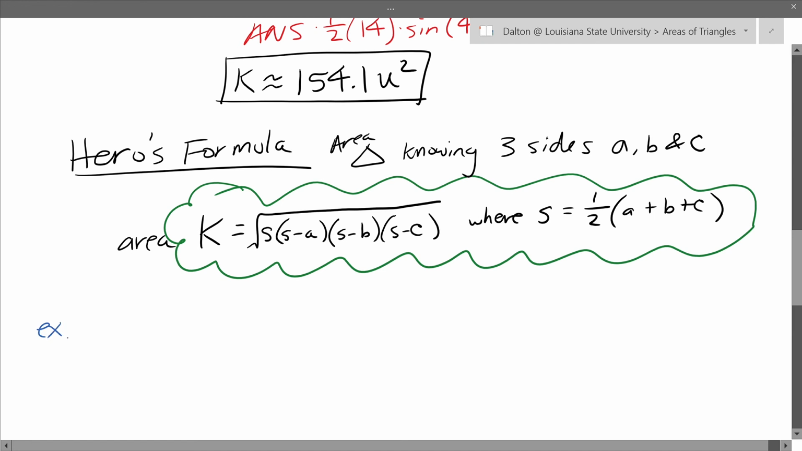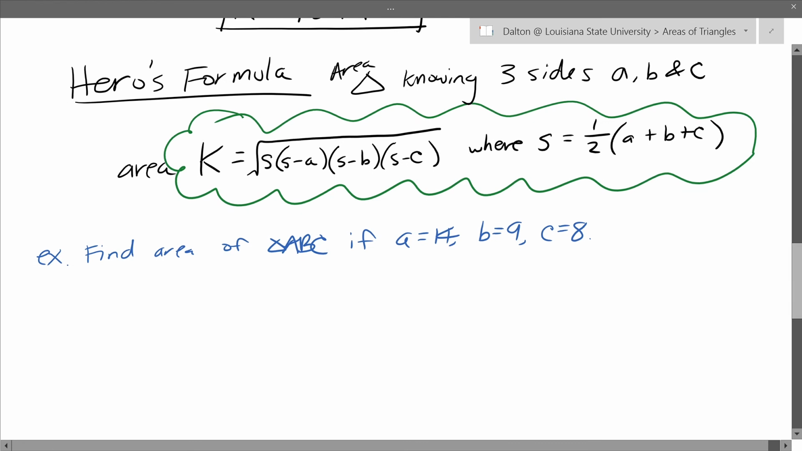So for example, I want you to find the area of triangle ABC. Again, we'll do to the nearest tenth if A is equal to 14, B is equal to 9, and C is equal to 8. Well, there's really not any kind of extra work to do here. We're just simply going to plug this in. So first we want to go ahead and figure out what S is, right? We need to define that.